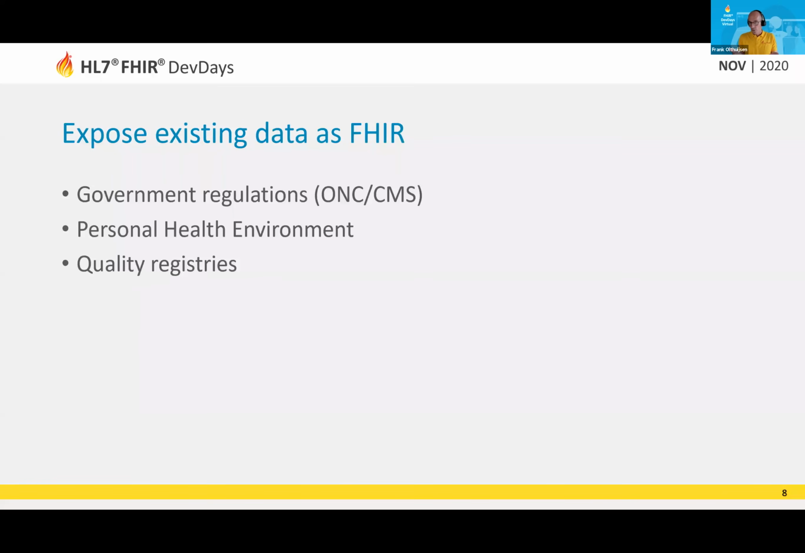Now, there are, of course, two sides to data, and in this case, FHIR data. It's providing the data and it's reading the data. And here you see a few possible triggers for providing existing data as FHIR. So it can be that the government imposes certain regulations like we see with the ONC and CMS. Maybe you want to allow people to use your data in a personal health environment. Or it could be that there's a requirement from quality registries to provide your data for further analysis.